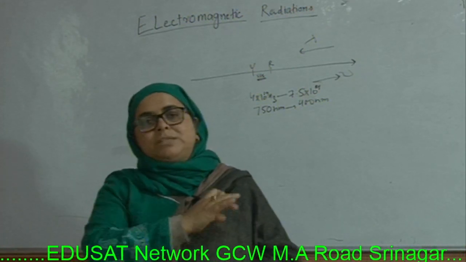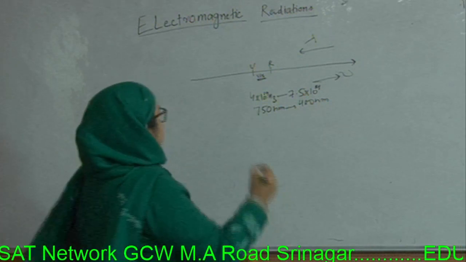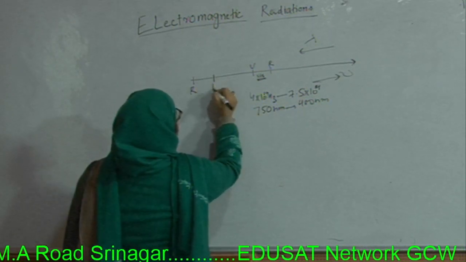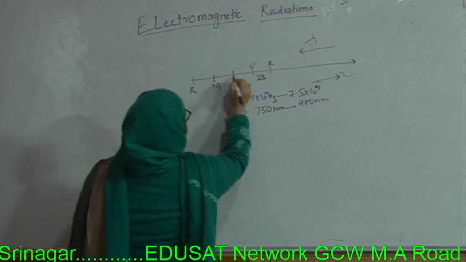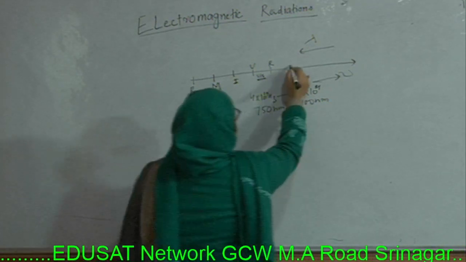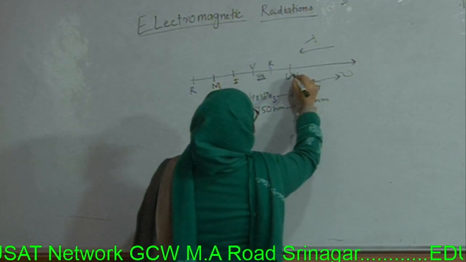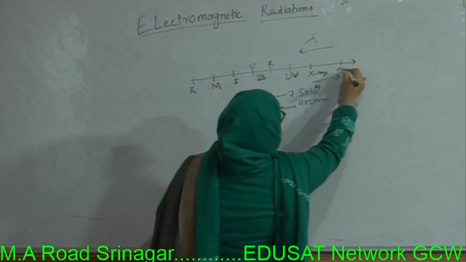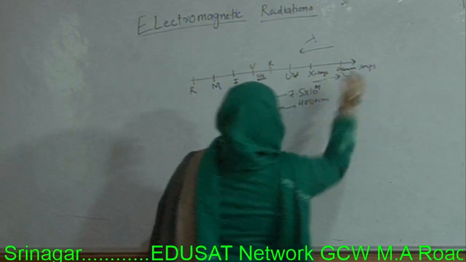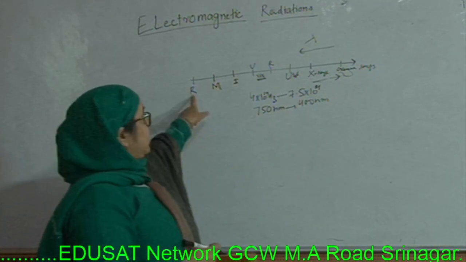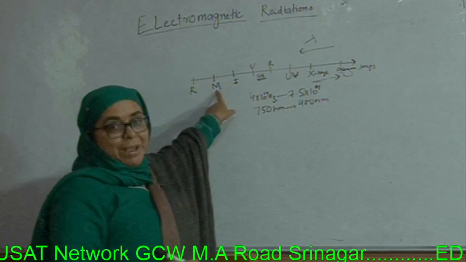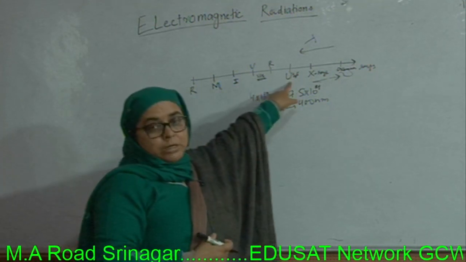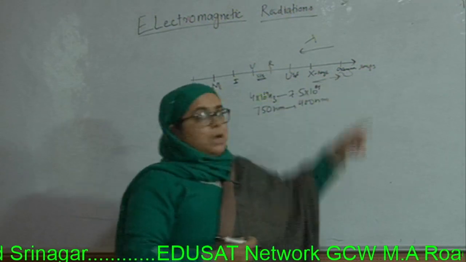Let me first write down these ranges. It starts with radio, micro, infrared, ultraviolet, X-rays and gamma rays. So what it is like? It is radio waves, microwaves, infrared, visible range, ultraviolet, X-rays and gamma rays.